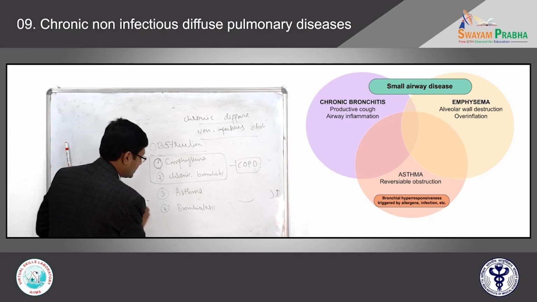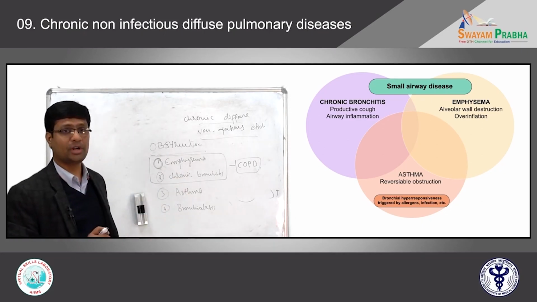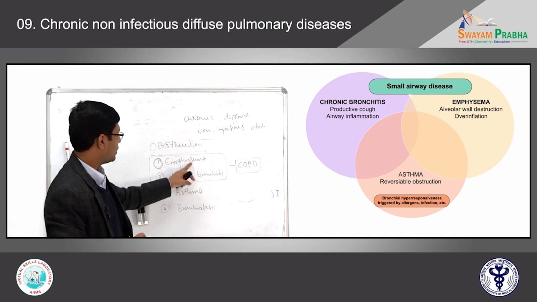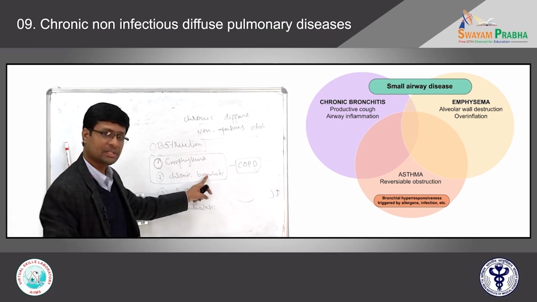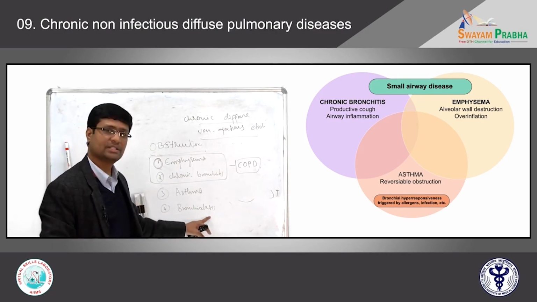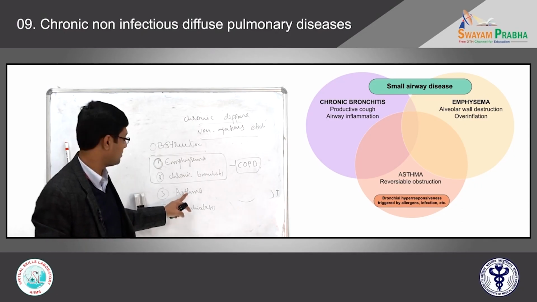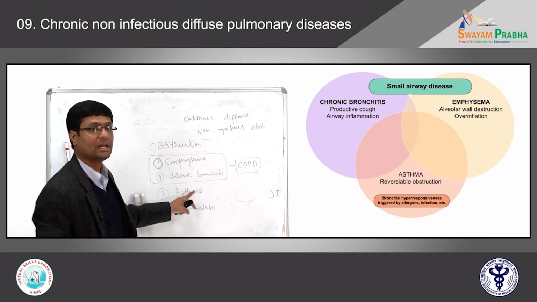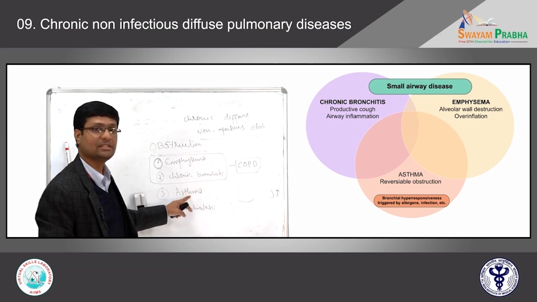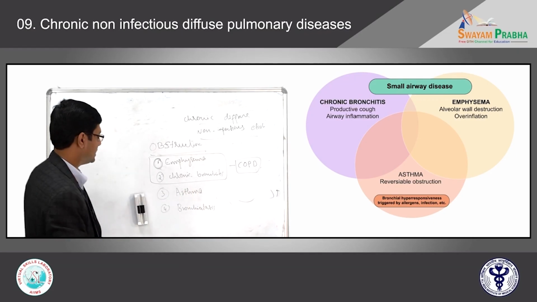Before I erase this, one important point I would like to highlight is that emphysema and chronic bronchitis are irreversible lung diseases. Bronchiectasis is irreversible. But asthma, why did they separate asthma? Because it has seasonal variation and it is a reversible etiology. This we'll talk about in detail in the next class.